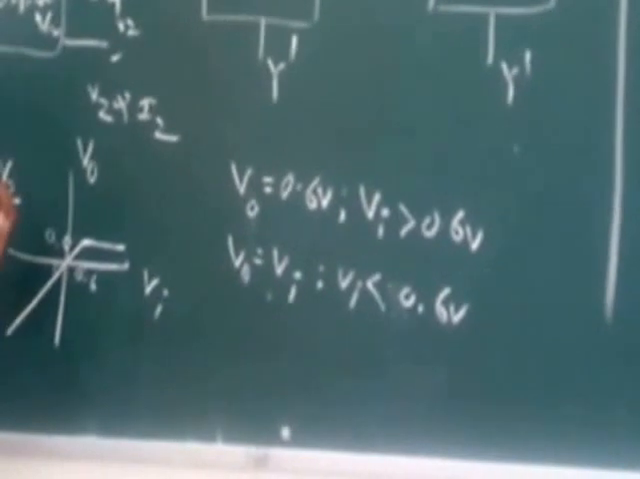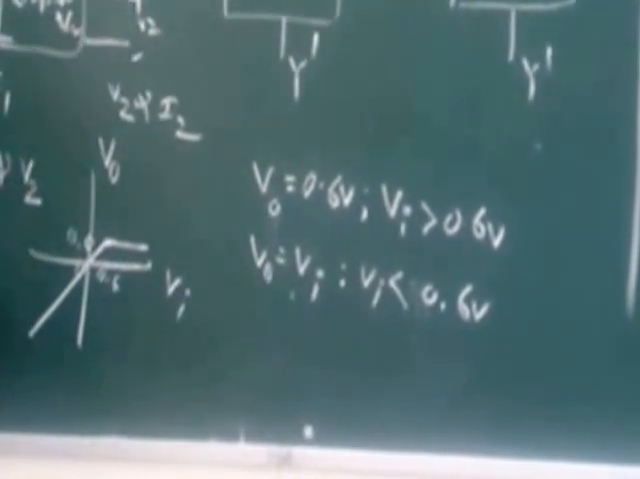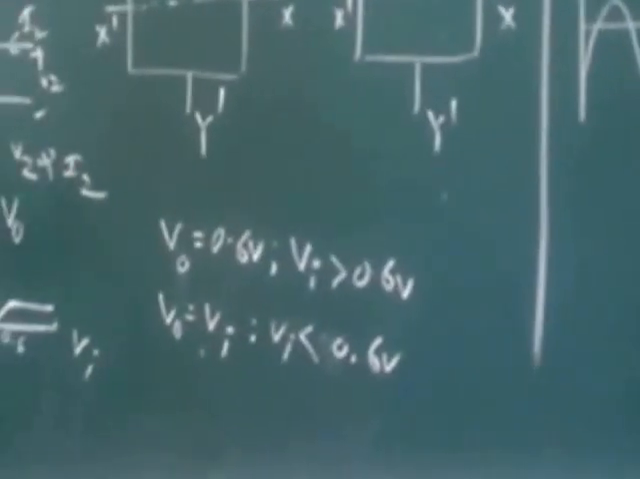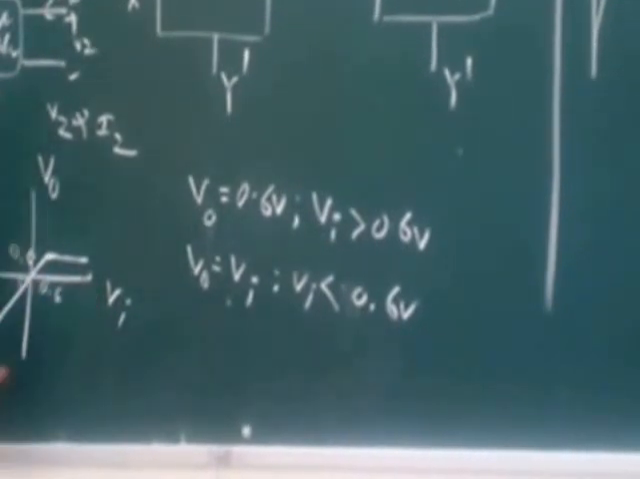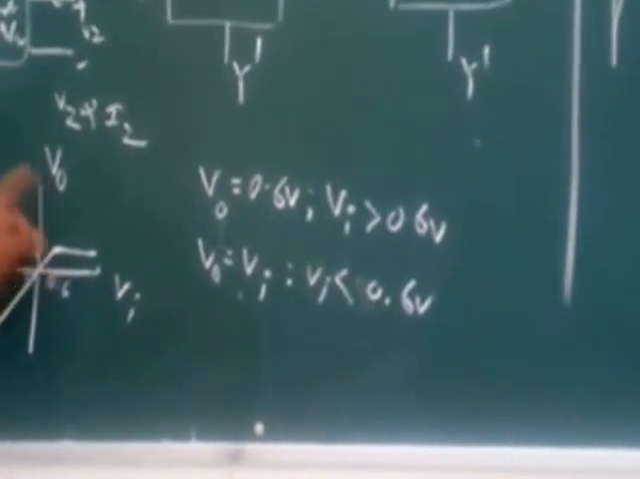So whenever you keep the CRO in XY mode, the time knob will not work. If you change the time knob while the CRO is in XY mode, it will not work. If you want to move the signal horizontally, you need to change the input signal. If you want to move the signal vertically, you need to change the output signal. This we will observe on the CRO screen now.